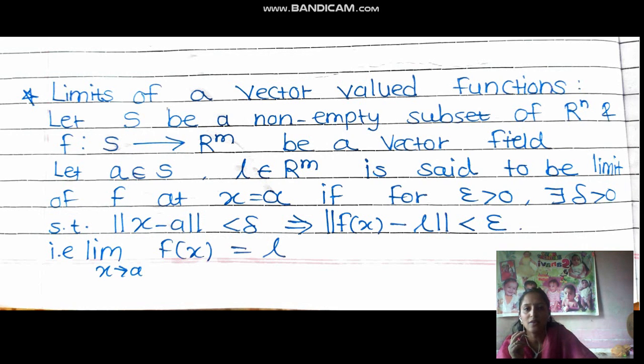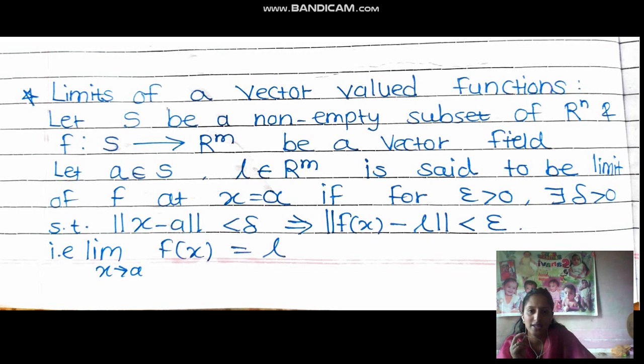Next one, limit of a vector valued function. Okay. Now what is limit of vector valued function? Same like scalar valued function. Only minor change in the definition. Look at that. Let S be a non-empty subset of Rn and f is a function defined from S to Rn. Be a vector field.